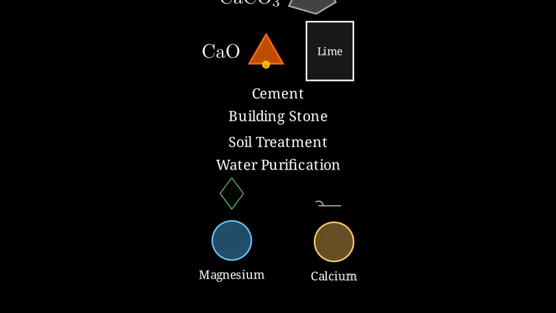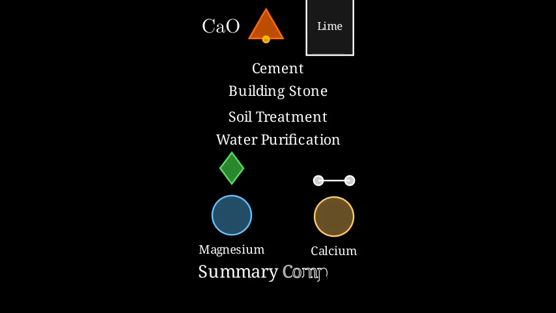Finally, magnesium and calcium are vital in living systems. Magnesium is central to chlorophyll in plants and helps enzymes work. Calcium is essential for bones, teeth, muscle movement, and blood clotting. That wraps up our overview of sodium compounds, calcium compounds, and the biological importance of sodium, potassium, magnesium, and calcium.